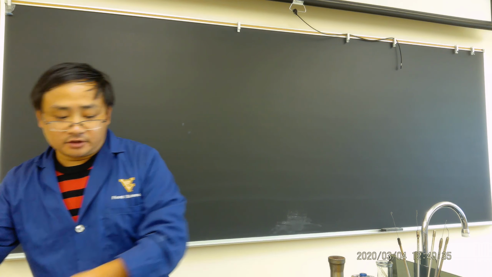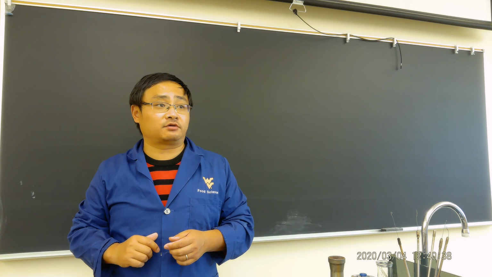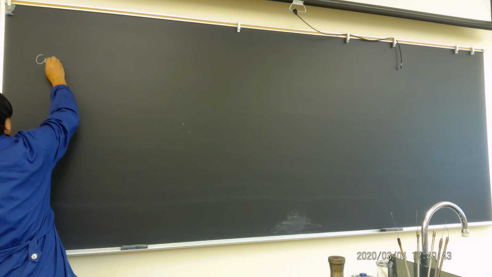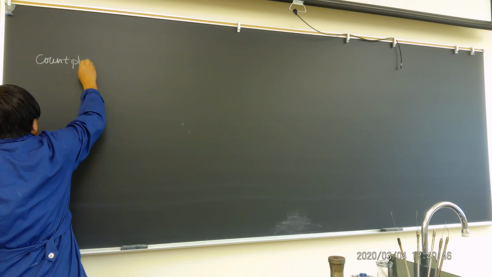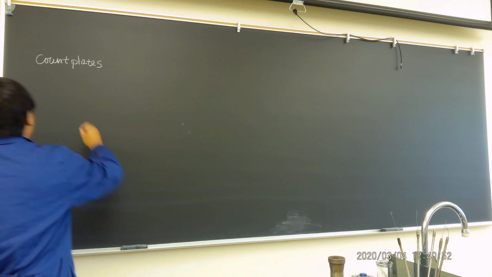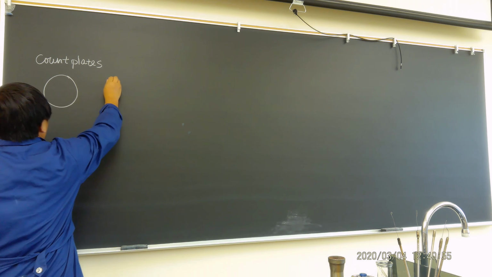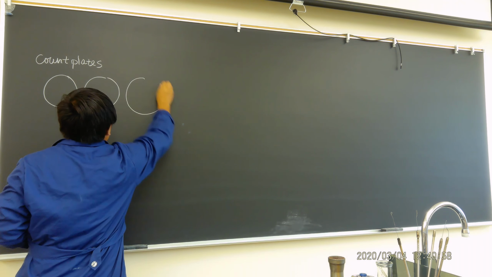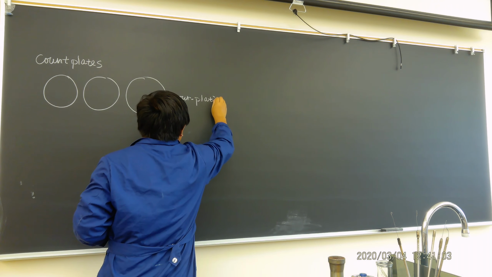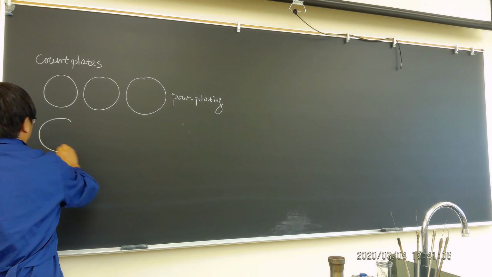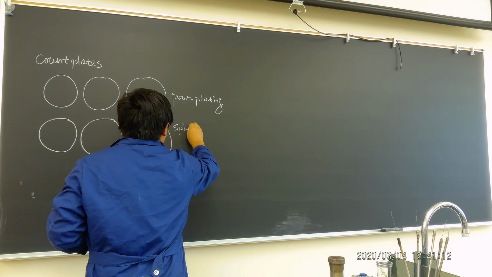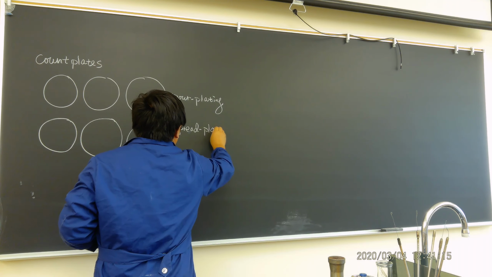So let's do that. You have your plates from last week, is that right? I'll show you how we're going to do it. This is what we talk about as count plates, which are actually the bacterial cells there. First of all, you're going to have your pour plating and spread plating. I'll just show you, and you will do it by yourself. So let's say this is your pour plating, and this is your spread plating. You organize those three, and later on you record it.